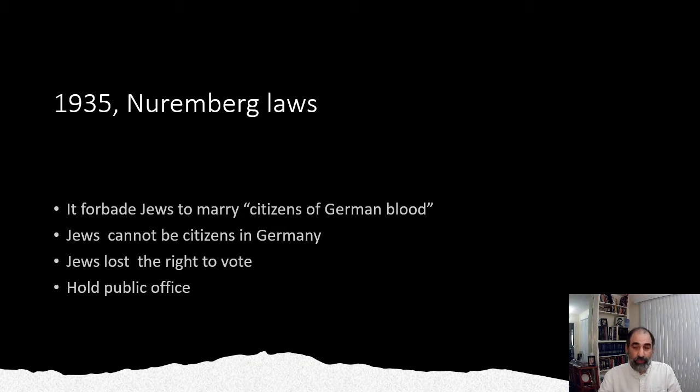And these laws were basically laws inside of Germany that restricted the rights of Jewish people. And it forbade, quote, the Jews to marry, quote, citizens of German blood. And the idea behind this was to take away rights of Jewish people inside of Germany. Jews cannot be citizens in Germany. So if you were a Jewish person, you'd lived in Germany for generations, it doesn't matter, you're no longer a German citizen. Jewish people lost the right to vote, to hold public offices, just to give you an idea of what these Nuremberg Laws were about.